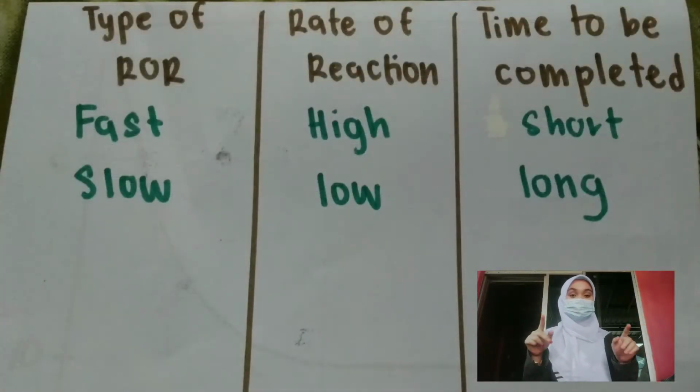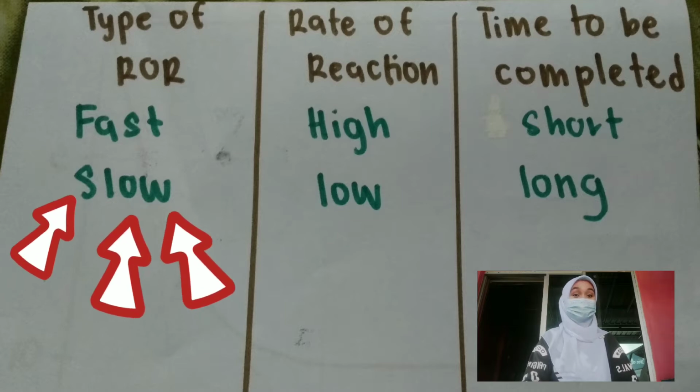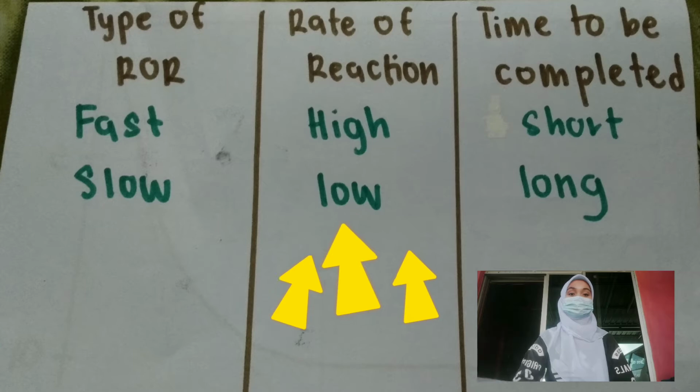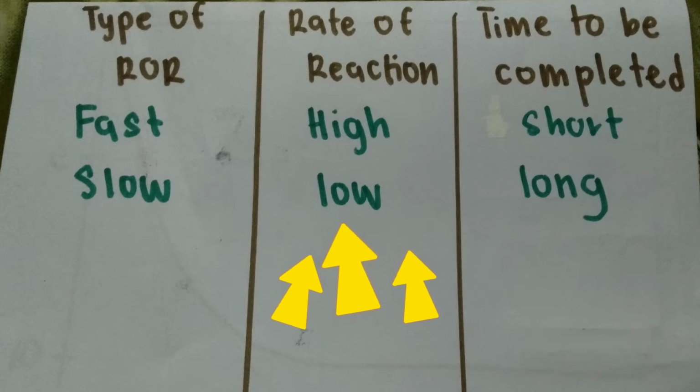Today we will learn about Chapter 7, Form 4, the rate of reaction. Stay tuned. First thing first, you need to know the difference between the type of reaction and the rate of reaction. When the question asks you about the type of reaction, you must answer whether it is fast or slow. But when it comes to rate of reaction, you must answer between high or low.